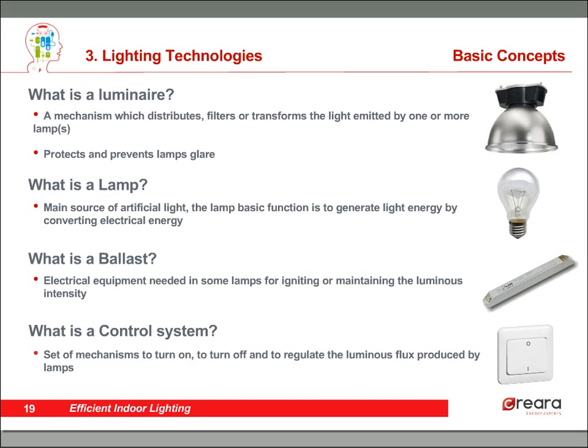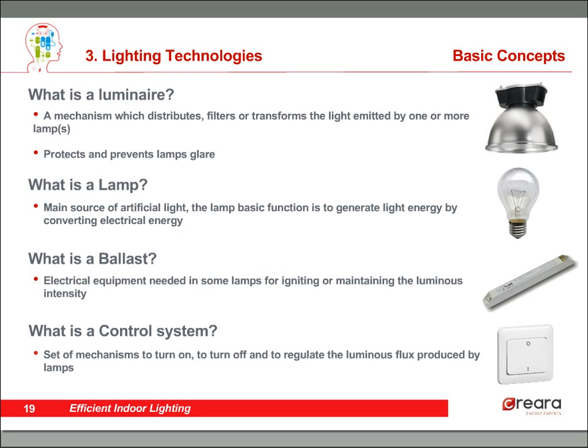In the first picture, we can see a luminaire. The luminaire is the mechanism that distributes, filters, and transforms the light emitted by one or more lamps. Also, the luminaire protects and prevents lamp glare. The lamp is the key system, the main source of artificial light. The lamp's basic function is to generate light by converting electrical energy.